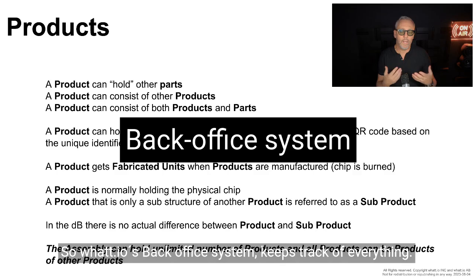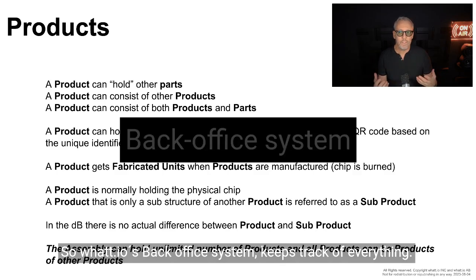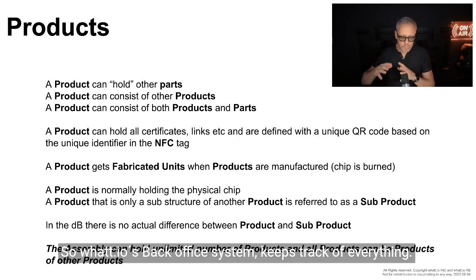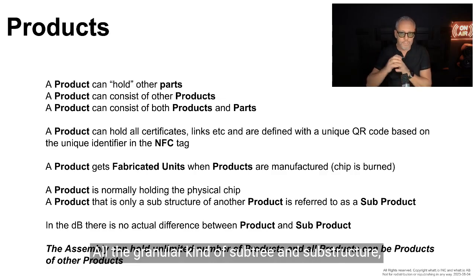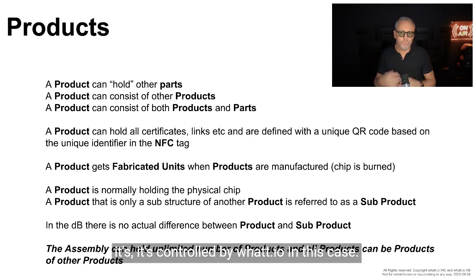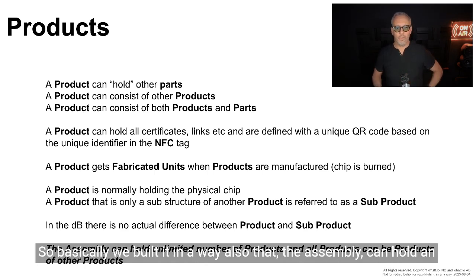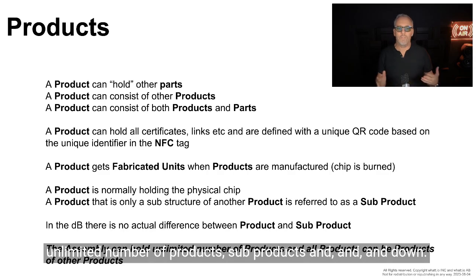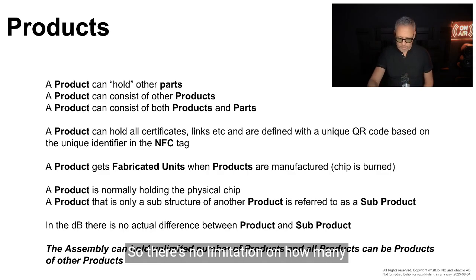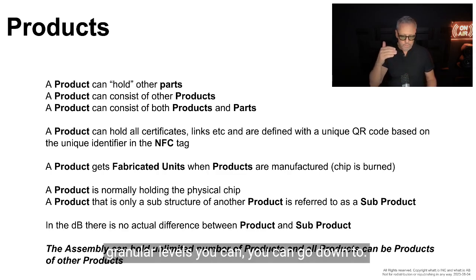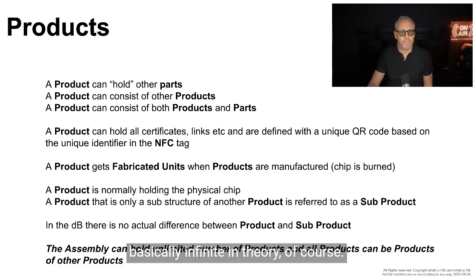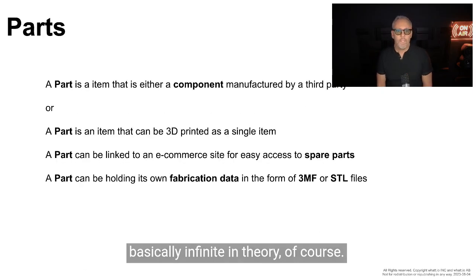So What.io's back office system keeps track of everything, all the granular sub-tree and substructure. It's controlled by What.io in this case. We built it in a way that the assembly can hold an unlimited number of products, sub-products, and down. So there's no limitation on how many granular levels you can go down to. It's basically infinite, in theory, of course.